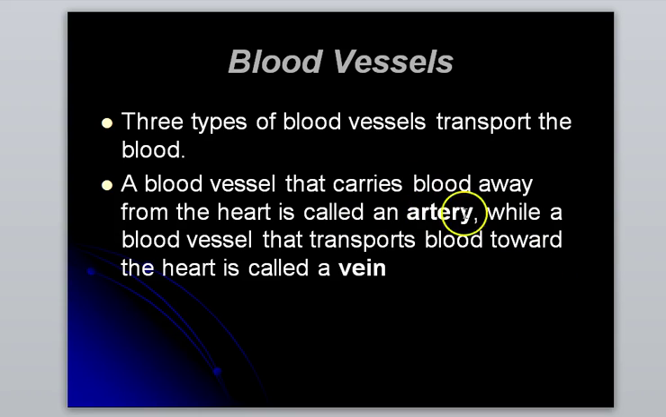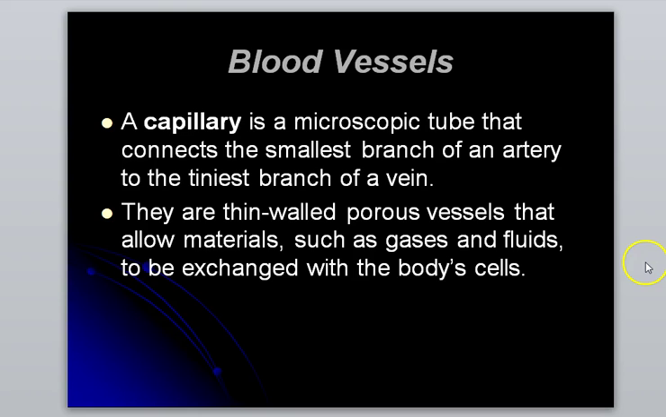Now, when we talk about arteries themselves, arteries always carry blood away from the heart. That's an easy way to remember arteries with the A, away from the heart. Whereas a vein is always going to be a blood vessel that's returning blood back towards the heart. So real simple, arteries away, veins towards.